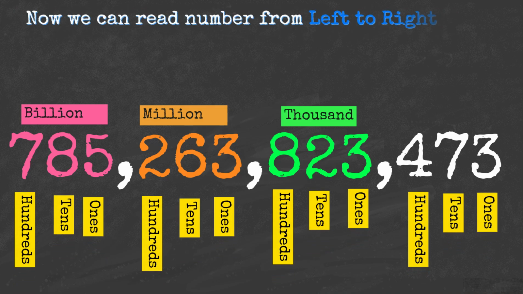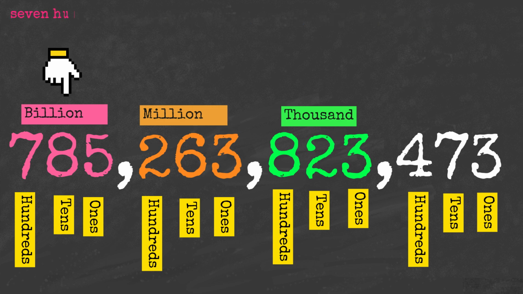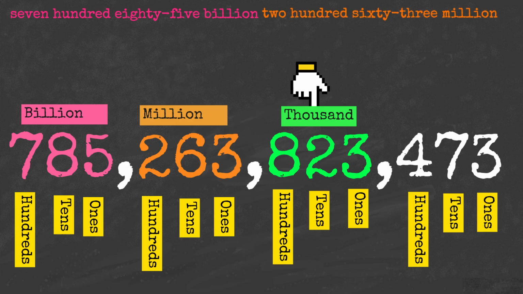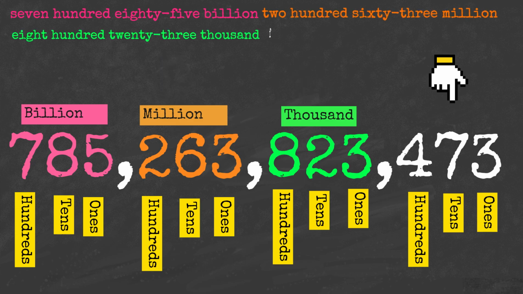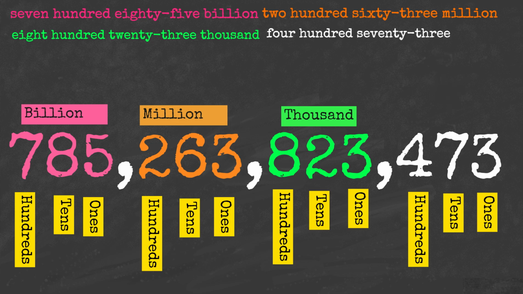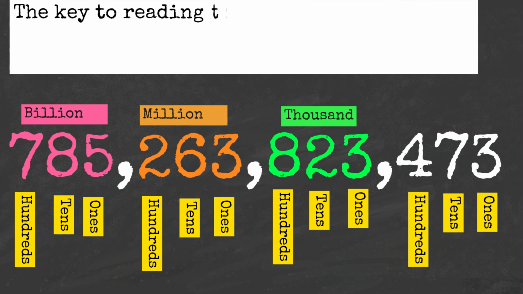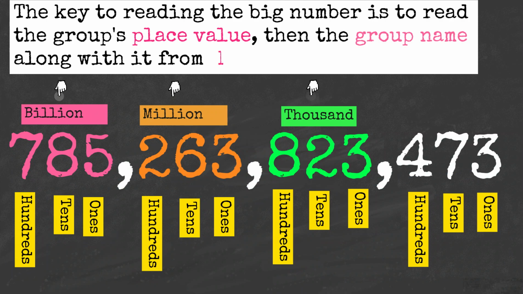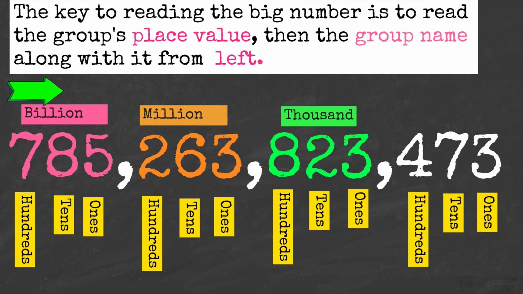Now we can read the numbers left to right. 785 billion, 263 million, 823 thousand, 473. The key to reading the big number is to read the group's place value, then the group name along with it from the left.